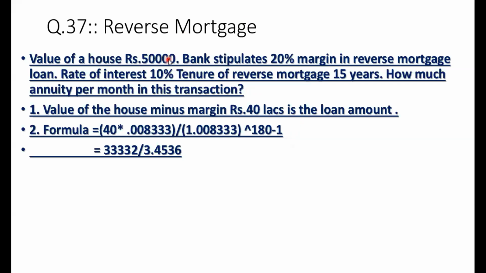So the value of the house is 50 lakhs. Bank stipulates 20% margin, so the maximum loan the bank will sanction is 40 lakhs. But the 40 lakhs, they will not disburse immediately. Every month they will go on paying. For how many months? 15 years, 180 months they will pay.